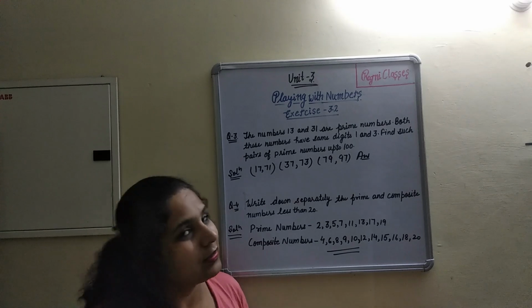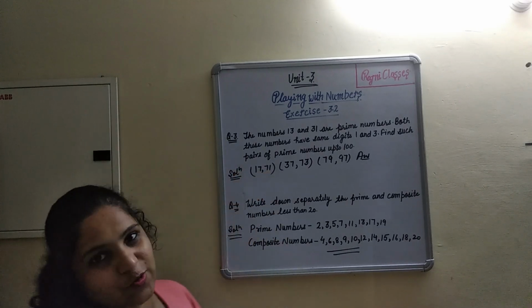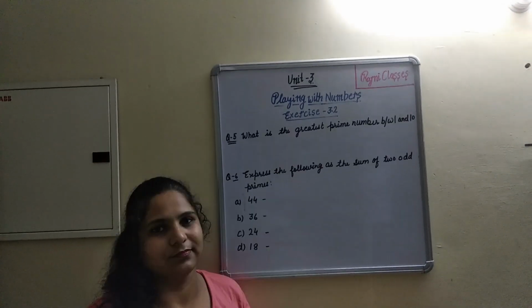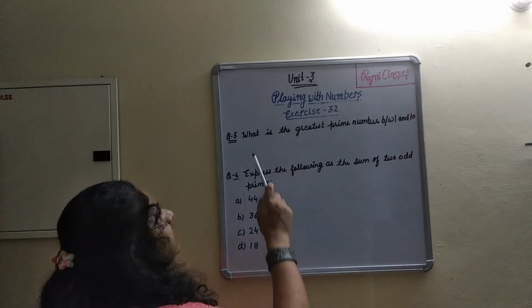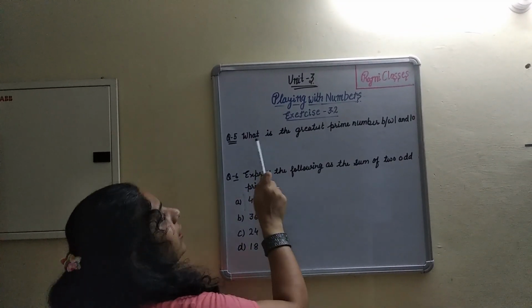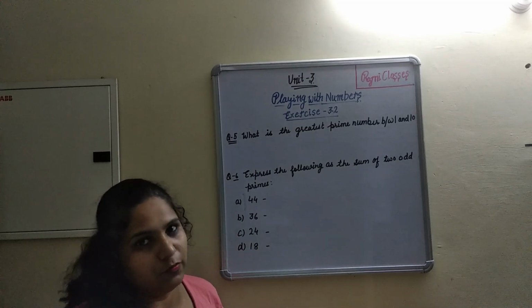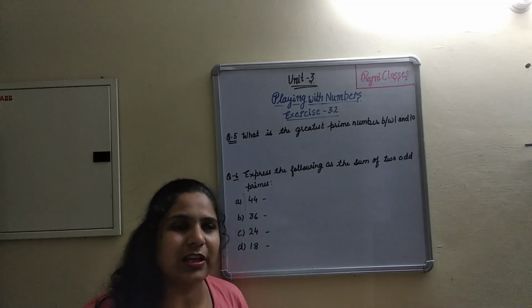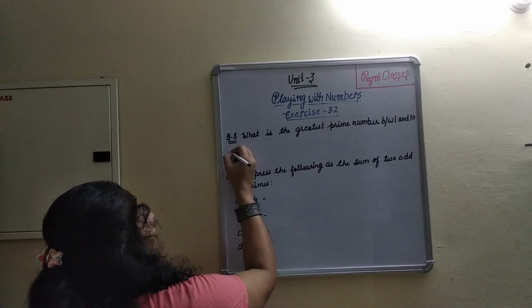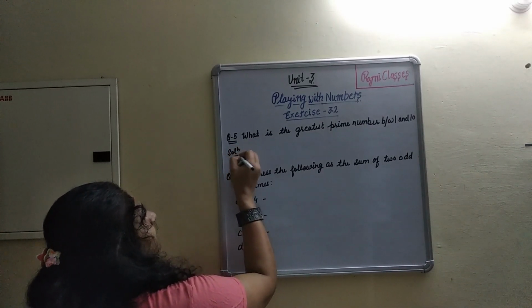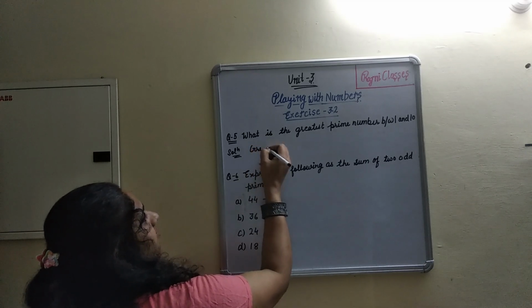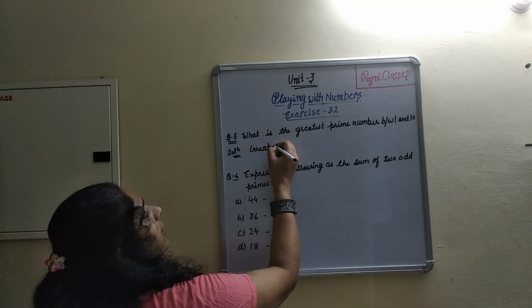Okay, beta. Now let's come to our next question, that is question number 5. What is the greatest prime number between 1 and 10? So between 1 and 10, which one is the greatest prime number? Just tell me. Greatest prime number. Just think about that.